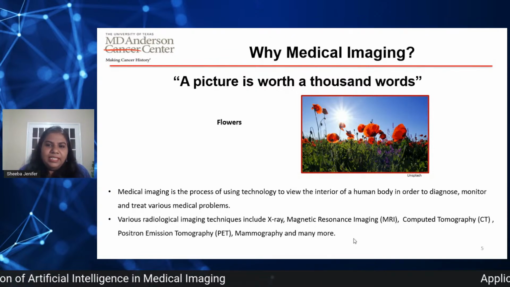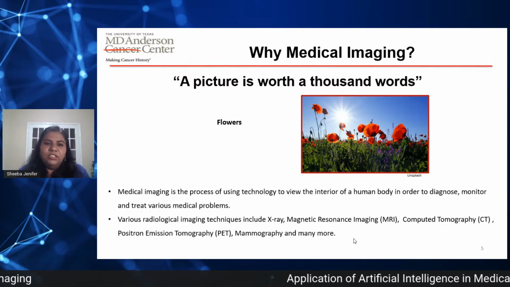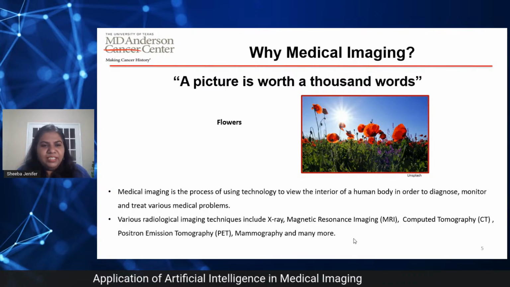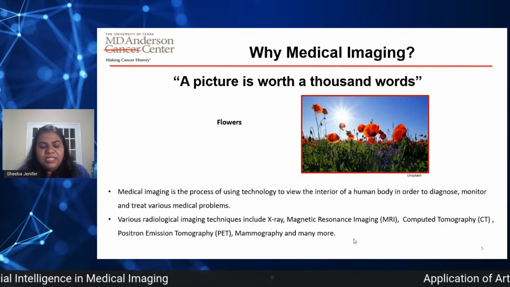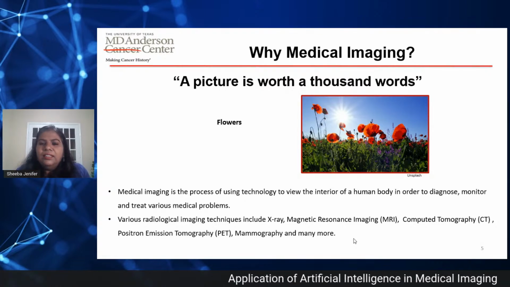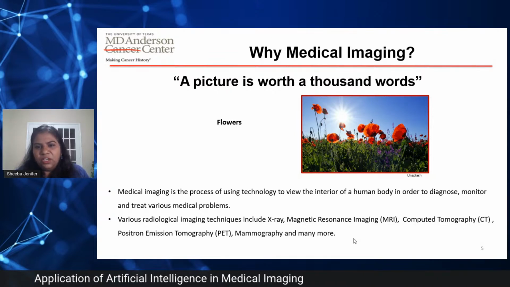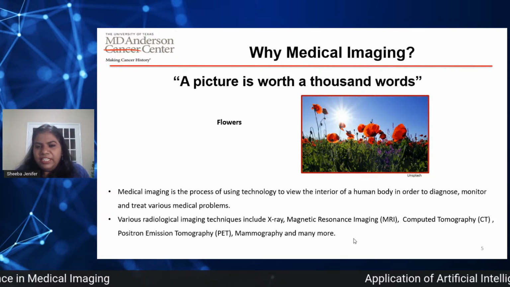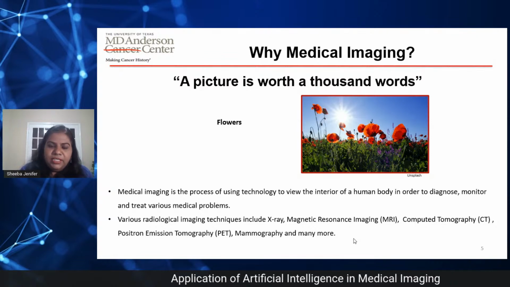So, why is medical imaging so important? As we all know, the saying goes, a picture is worth 1,000 words, right? I have given a small example. If I just say flowers, we don't get much information out of it, right? But when I show you this picture, there's a lot of information hidden in it. There's different contrast, colors, shapes, texture. There's variation of information. That's the same thing we expect in medical images.